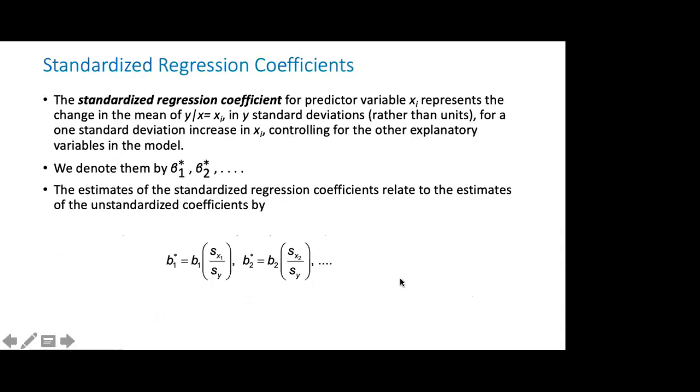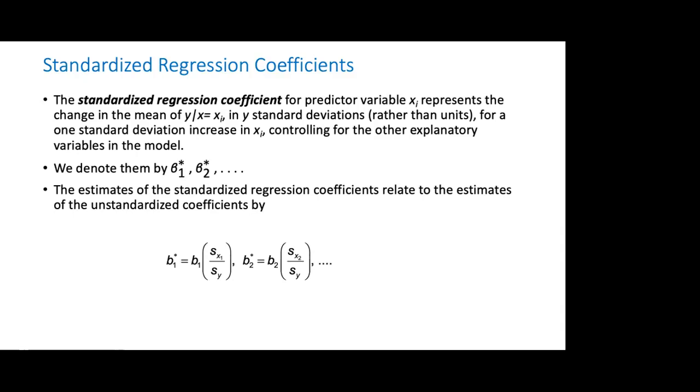So something that is done quite frequently in multiple regression is to standardize the regression coefficients. The standardized regression coefficient for a predictor variable just represents a change in the mean of our conditional distribution of the outcome variable in standard deviations of the outcome variable rather than units. That means how many standard deviations the outcome variable changes if the predictor changes 1 standard deviation, controlling for all other variables in the model.